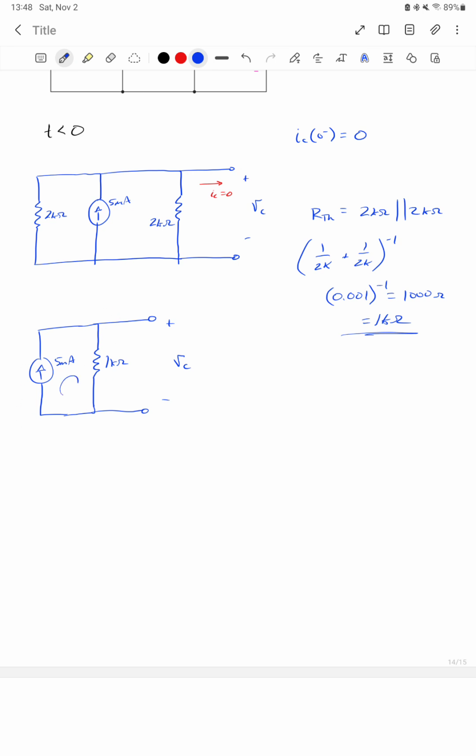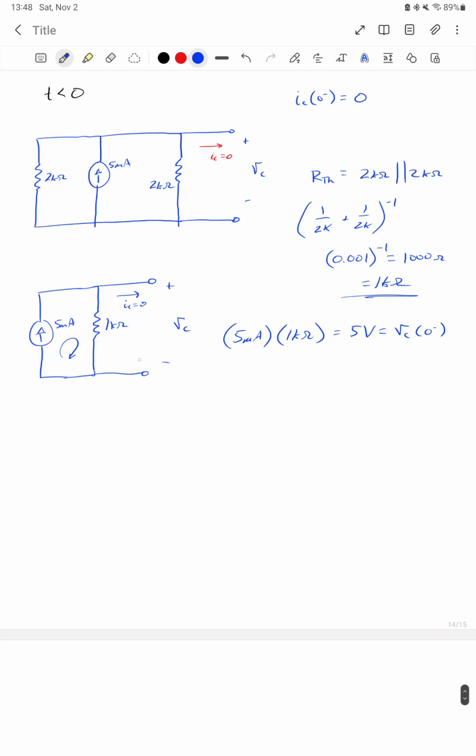So if we say you have one loop going around here, because this is an open current, right? IC is equal to 0. So if you have one loop, all of this 5 milliamps is going into here. 5 milliamps times 1 kilo ohm is 5 volts. So that's going to be our VC of 0 minus. Okay? And that's just because you know that this VC is parallel to this whole branch, which means they're going to have the same voltage, right?